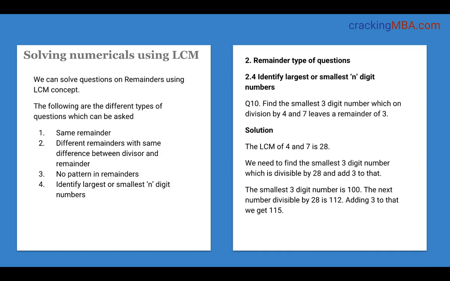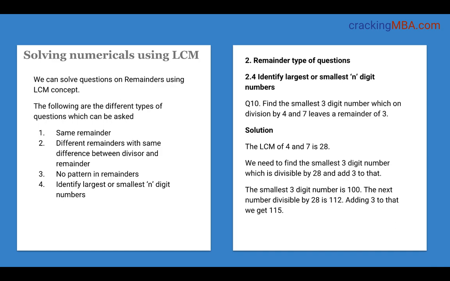But we are not looking for the smallest number, we are looking for the smallest 3-digit number. So we take the multiple of 28 which is greater than 100, which is the smallest 3-digit number, and add 3 to that. The LCM of 4 and 7 is 28. The smallest number which is divisible by 28 and which is greater than 100 is 112. We add 3 to that, so we get 115.